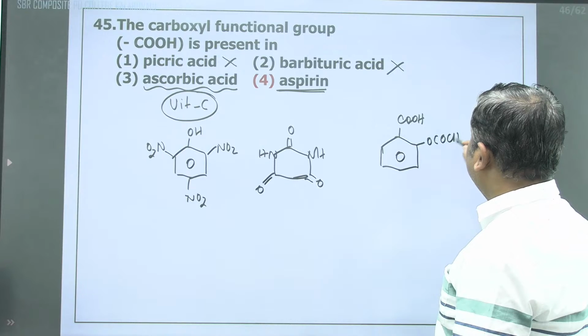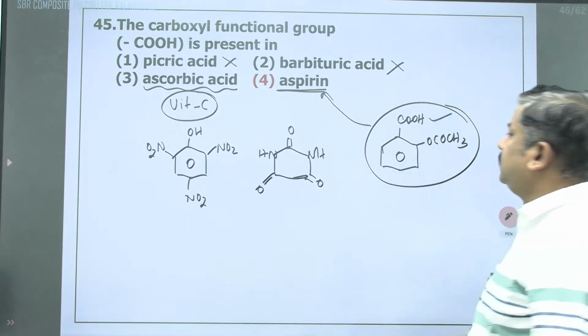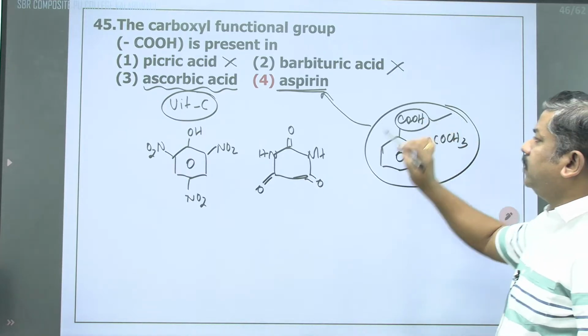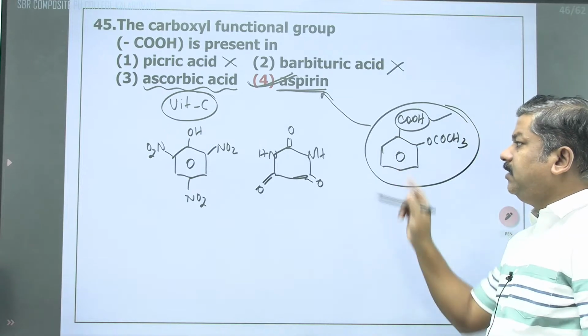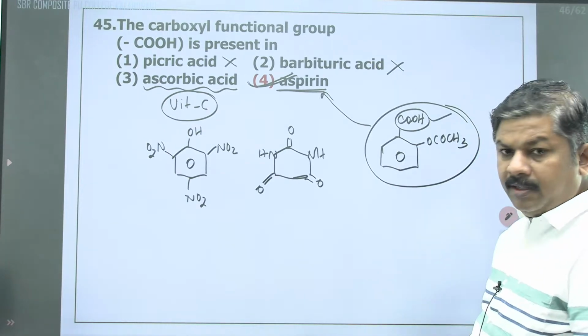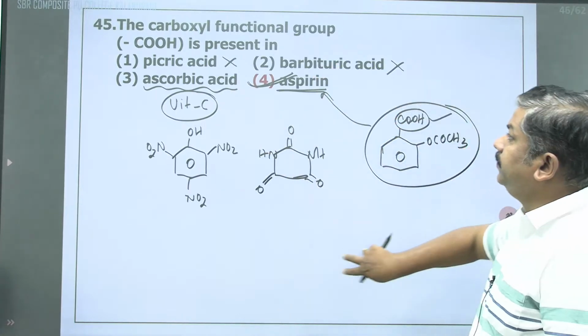This compound is known as aspirin or acetylsalicylic acid, and this one has the COOH group. So the COOH group is present in only the aspirin compound. The rest of the compounds do not contain what? A carboxylic acid group, but even then they are going to be called acids.